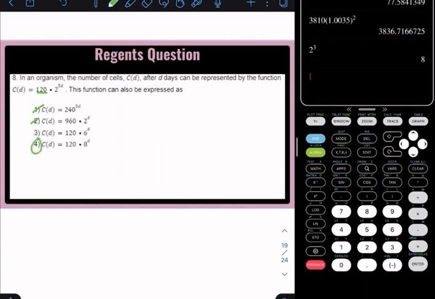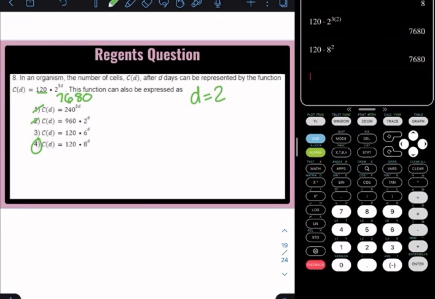But let's see if we make d equal to 2. If you put 120 times 2 raised to 3, instead of d you're going to put 2, you would get 7,680. And if you try all the answer choices, let's just see the last one. Make it times 8. Instead of d, we're going to put 2, and that would be equivalent. So that's why it's answer D.